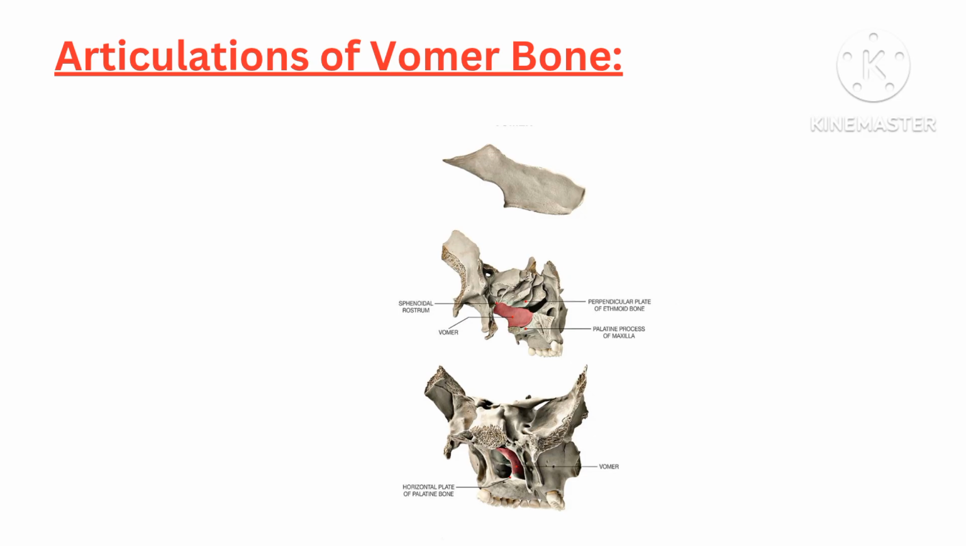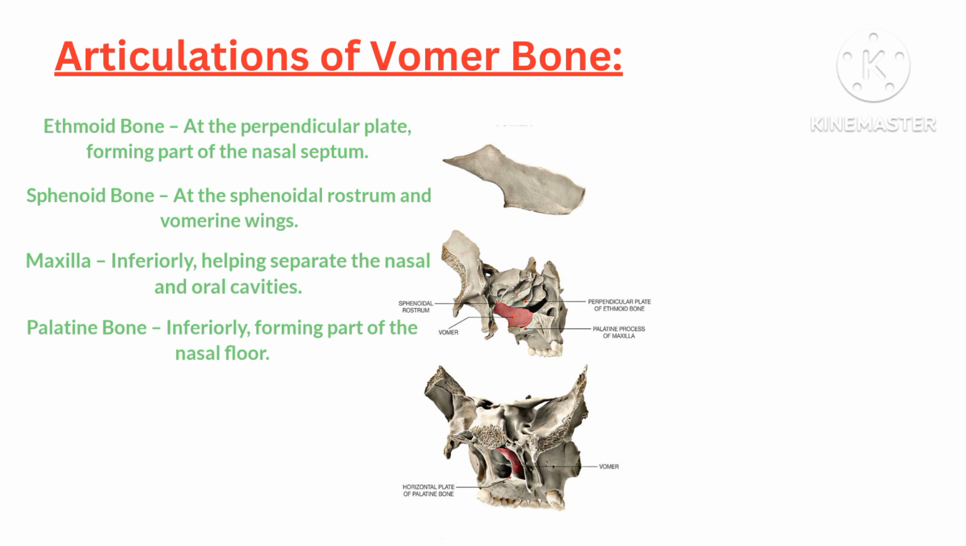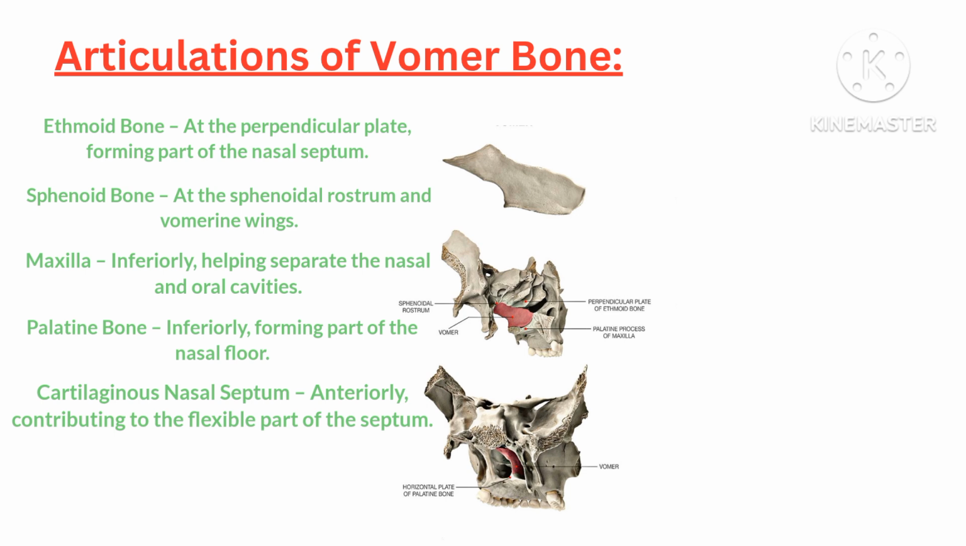The vomer articulates with 6 bones. Ethmoid bone, at the perpendicular plate, forming part of the nasal septum. Sphenoid bone, at the sphenoidal rostrum and vomerine wings. Maxilla, inferiorly, helping separate the nasal and oral cavities. Palatine bone, inferiorly, forming part of the nasal floor. Cartilaginous nasal septum, anteriorly, contributing to the flexible part of the septum. Nasal crests of the maxilla and palatine bones, inferiorly, for additional support.